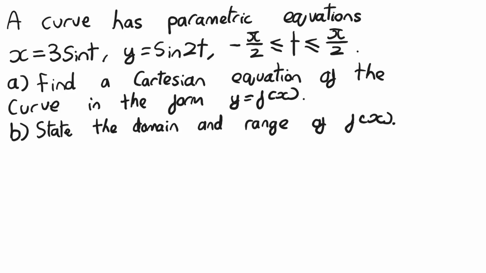Okay, so here's another example question where we're told about a curve that has parametric equations, x is equal to 3 sin t and y is equal to sin 2t. And we're also told about the domain of t, which is between minus pi over 2 and pi over 2. And for part A, we need to find a Cartesian equation of the curve in the form y is equal to f of x.